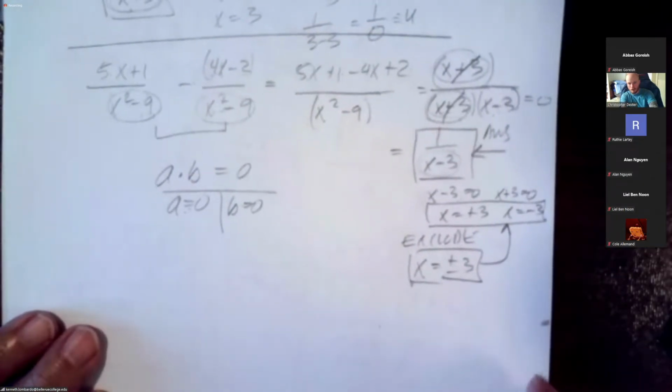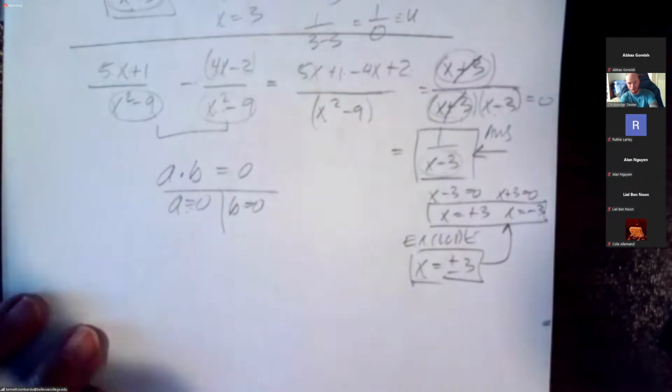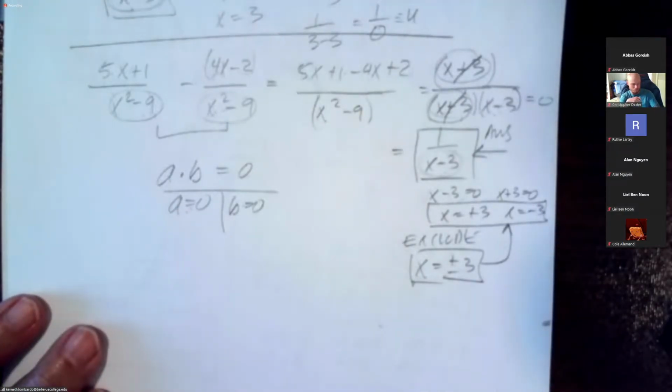You can also plug either plus or minus 3 into the original equation, and you'll see that if it substitutes for x in x squared minus 9, you're going to get 0 either way. So plug it back into the original equation and double check. You can do that as well.